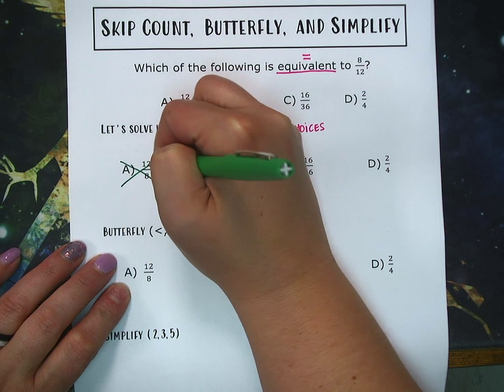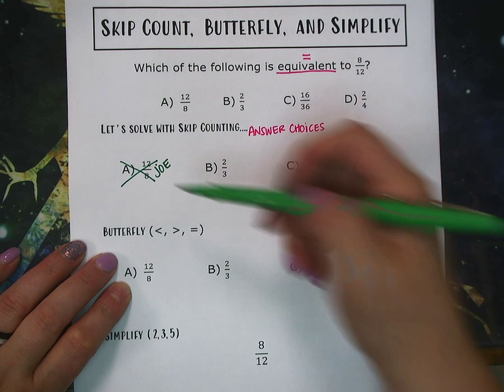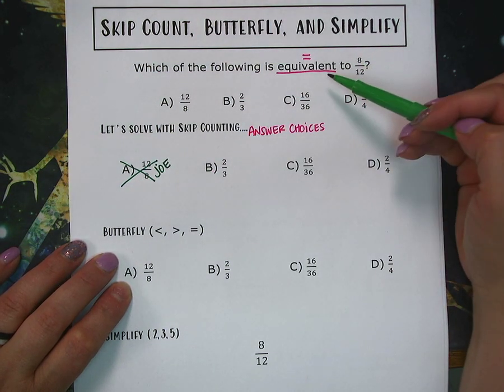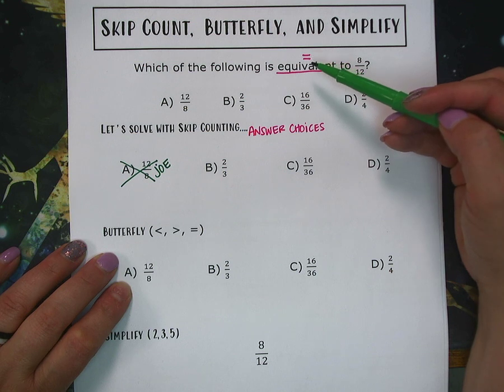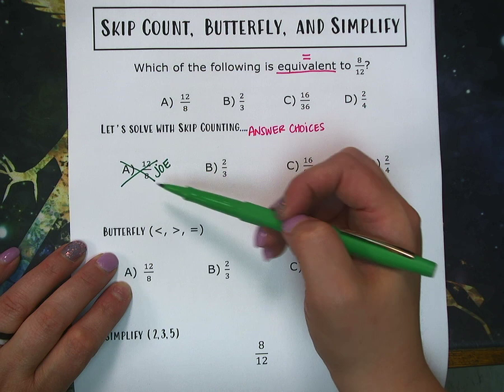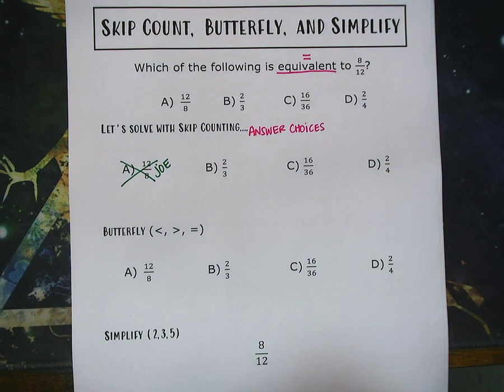I'm going to label it as a Joe. That is the reciprocal, but that's not what they're asking for. They're asking for it to be equivalent. Equivalent is equal or the same. It can't be the same if 8 is on top here, but 12 is on top here. So this is a Joe Schmo. Don't fall for that one.